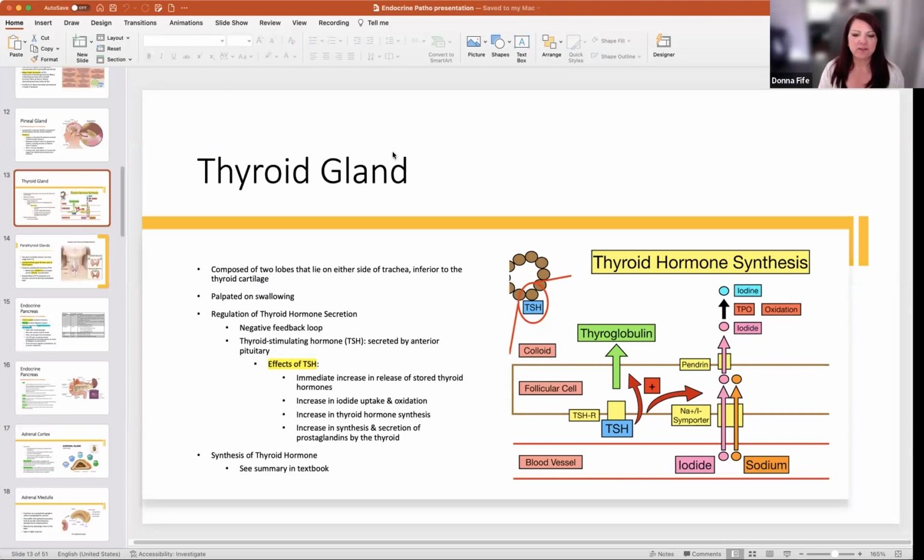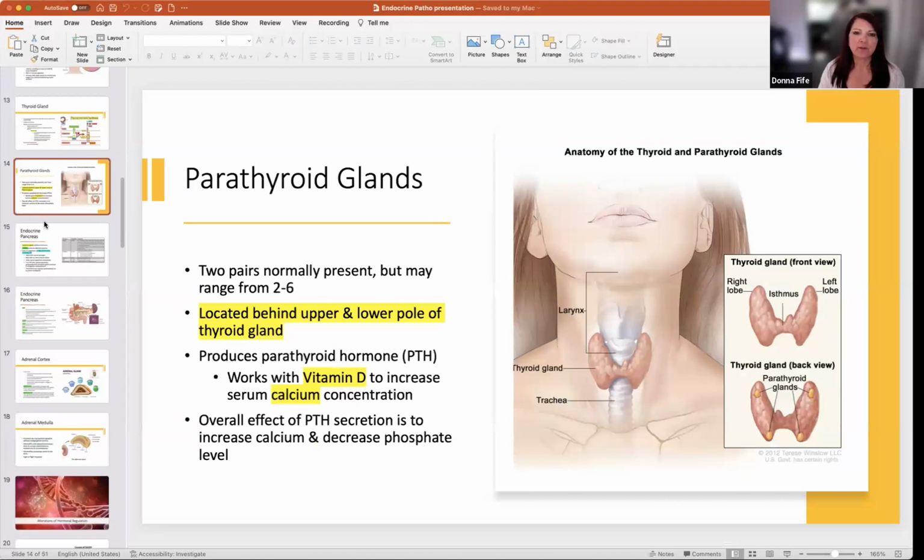There's an increase in thyroid hormone synthesis, and there's an increase in synthesis and secretion of prostaglandins by the thyroid. Synthesis of the thyroid hormone, there's a summary in the textbook that you can review on that. Parathyroid glands, there's two pairs normally present, but may range from 2 to 6.